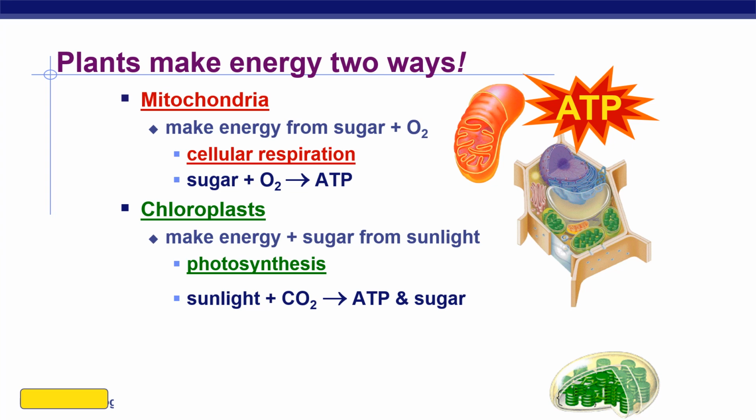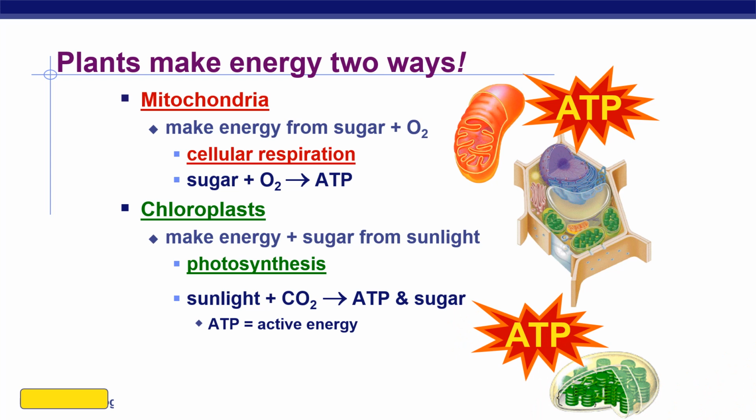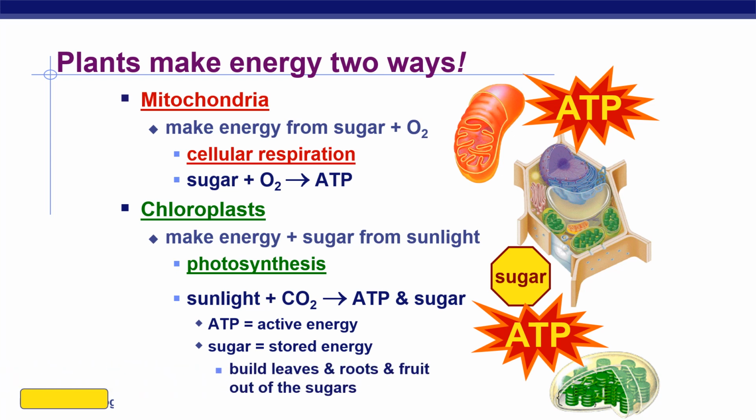But when you go back to your elementary discussion about it, you always remember that sunlight plus carbon dioxide, and that is photosynthesis. But in here, please do remember that the product of photosynthesis is ATP and sugar. The ATP, active energy, and sugar is the stored energy. And in plants, during the process of photosynthesis, it has to build leaves and roots and fruit out.